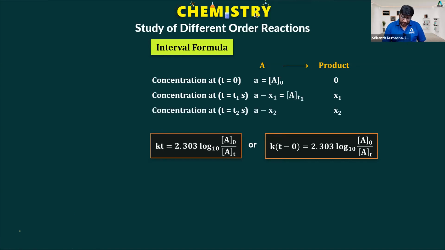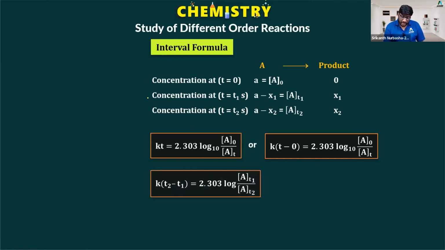Understand this. Concentration at time T1 is A minus X1, that is concentration of A at time T1. Concentration at time T2 is A minus X2, that is concentration of A at time T2, and X2 is the product formed. Then I can write the formula K into T2 minus T1. Earlier we have written from 0 to T, K into T minus 0 is equal to 2.303 logarithm of concentration of A initially divided by concentration of A at time T. Between these two intervals, how much time has elapsed?